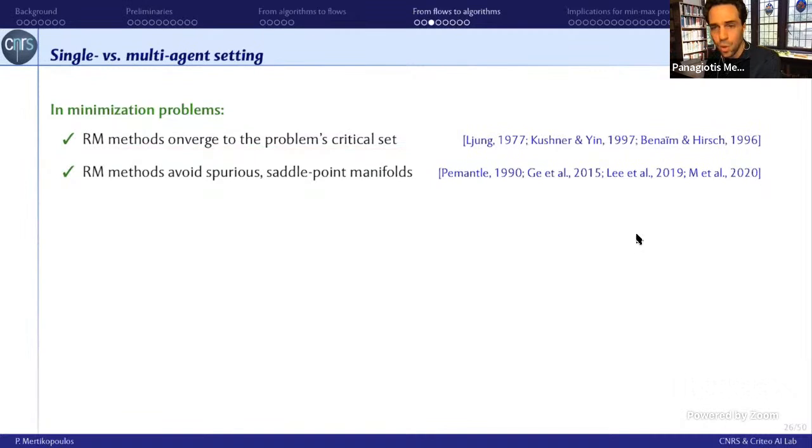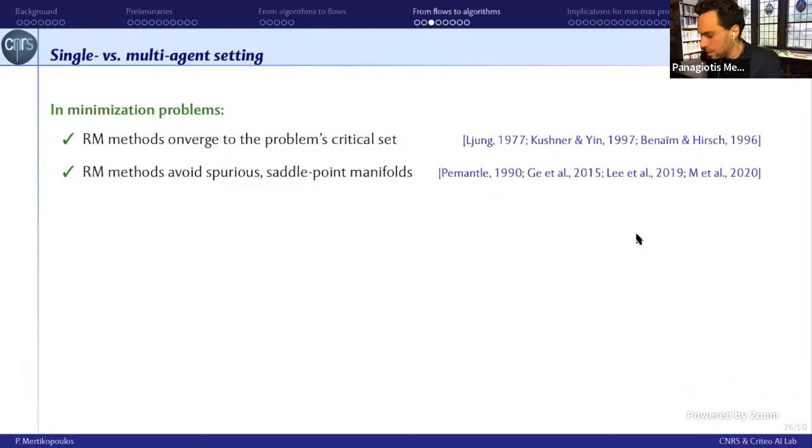Using this type of result, you can also show that this method avoids spurious saddle points. First, Pemantle showed this for hyperbolic functions. Then work by Ge and co-authors showed this for convergence to second order optimal points in the stochastic regime. Then work by Lee and co-authors, by Jason and co-authors, in the deterministic case, et cetera, et cetera.